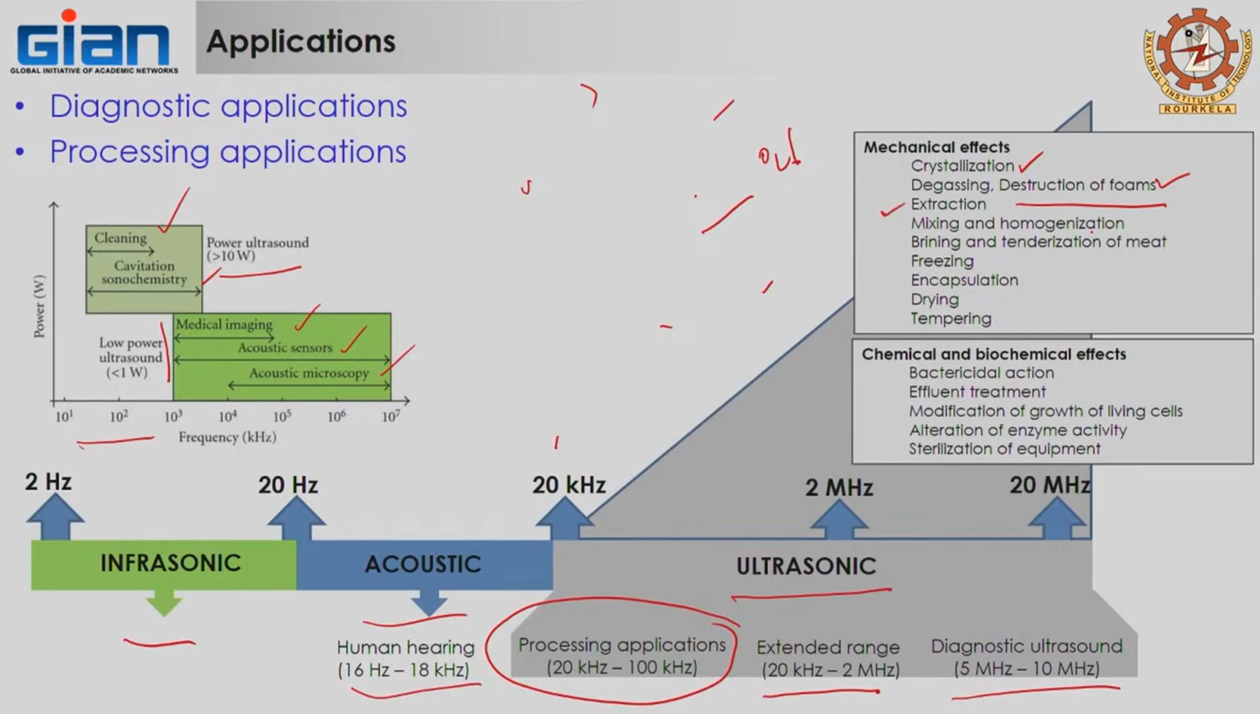Extraction we already discussed, then mixing, homogenization, brining and tenderization, freezing, encapsulation, drying, tempering. Just now I gave you an example where you have oil and water. If you give an ultrasonic treatment, it will give you a perfect emulsion. In the same way, if you have a starch solution and you give an ultrasonic treatment, it will form an emulsion. So that means this is one way of doing encapsulation.